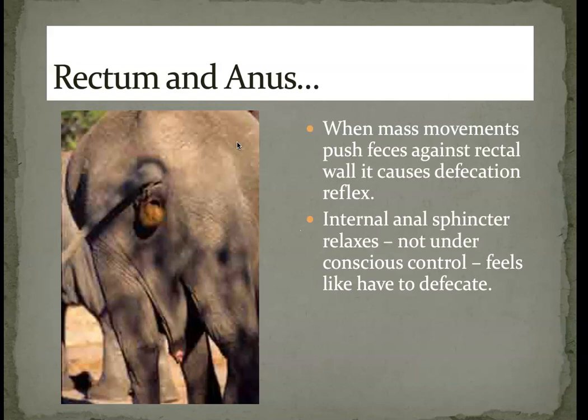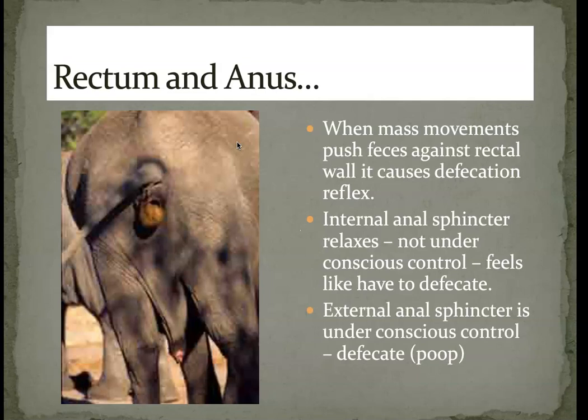Now, unlike peeing, which you can kind of control and say, no, I don't want to pee right now, with defecation, you don't have that much control. Luckily, you have an external anal sphincter, which is under conscious control, and this is a skeletal muscle. So the poop hits the internal anal sphincter, which relaxes, and you have no control of that. But then you have this external anal sphincter that you have control of. That is skeletal muscle.